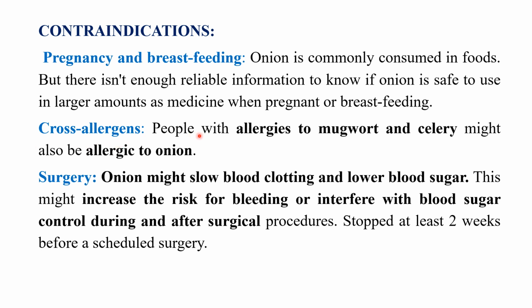Cross allergen: people with allergy to mugwort and celery might be allergic to onion, so they should use it cautiously or avoid its use. For patients who are scheduled for a surgery, onion might slow blood clotting and lower blood sugar level. This might increase the risk of bleeding or interfere with blood sugar control during or after surgical procedures. So onion supplement should be stopped at least 2 weeks before a scheduled surgery.